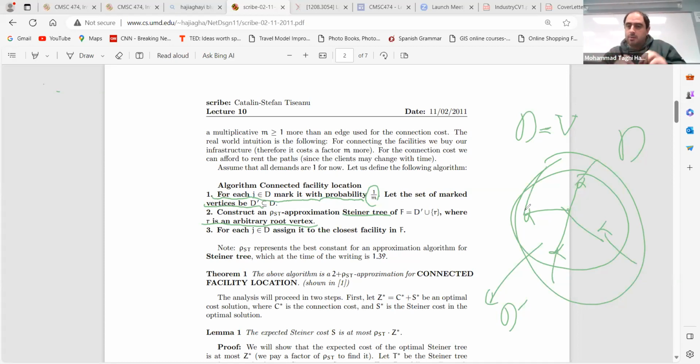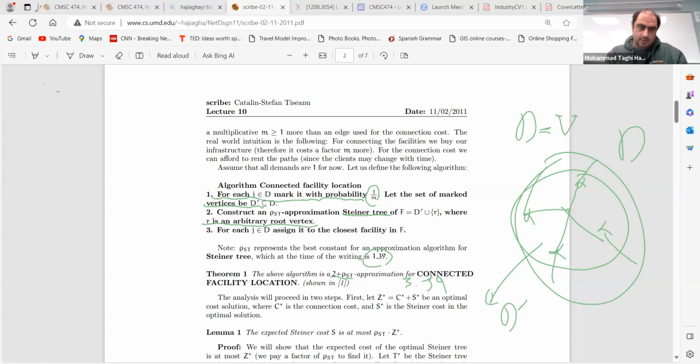Just open each guy with probability 1 over M. Very practical. Open with probability 1 over M. Construct the best Steiner tree. What is the approximation? It is rho of ST, which is 1.39. And then connect all others to the closest guy. This is a theorem that we can show. The above algorithm has the approximation 2 plus rho of ST, where rho of ST is 1.39. So you get 3.39 for connected facility location.